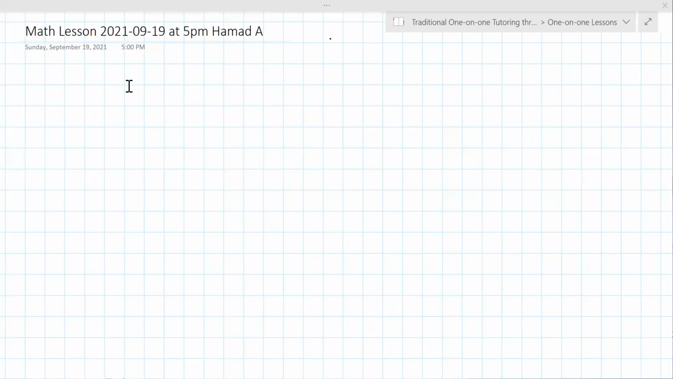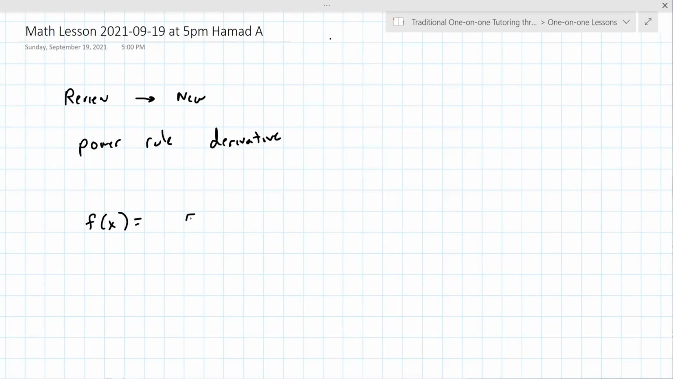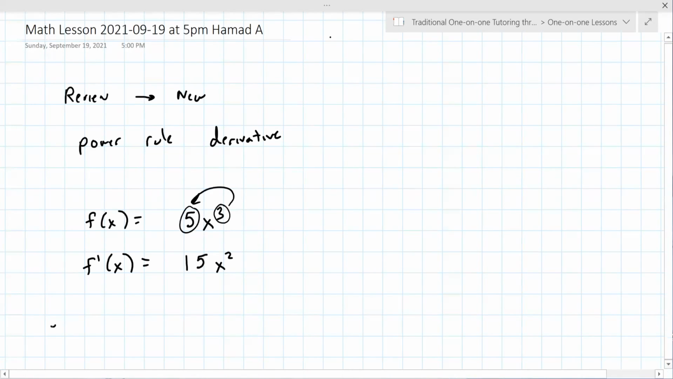Review from last time and then move to some new stuff, if that's okay. We talked at length about the power rule derivative, and if you've got pencil and paper, you definitely want to have a notebook out. If I give you a function like 5x to the third, the derivative is 15x squared, because you take this 3 and multiply it by that 5 and then subtract 1 here. If that's all clear, let me give you your first example.